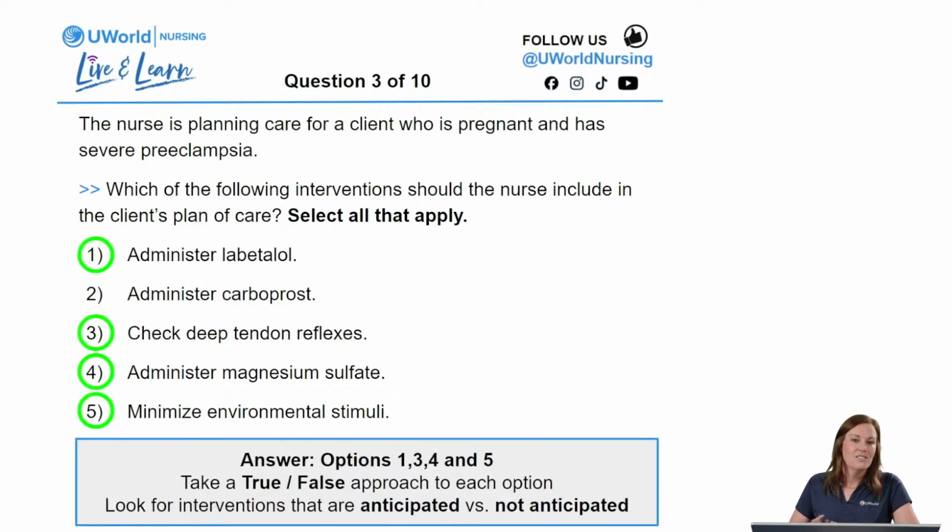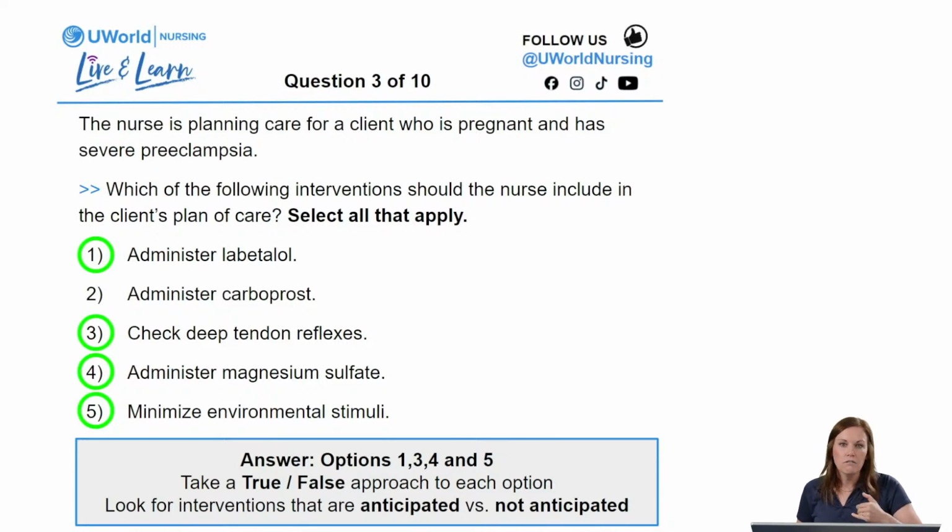All right. So our correct answers are going to be options 1, 3, 4, and 5. Okay, so preeclampsia is a hypertensive disorder of pregnancy. It's going to occur at or after 20 weeks of gestation, and it's going to look like proteinuria, so protein in the urine, and other signs of end organ damage that can lead to eclampsia or seizures.